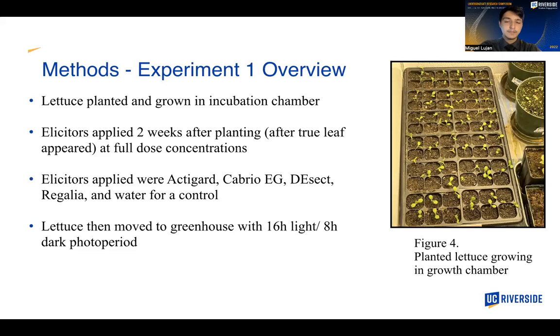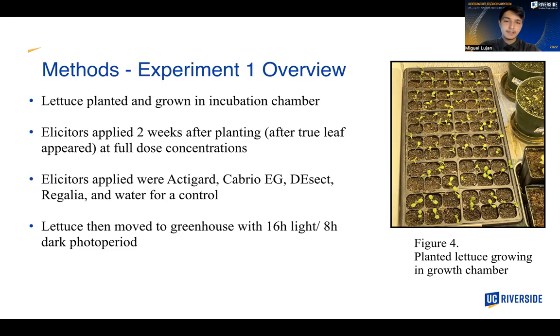So an overview of my first experiment: lettuce was planted and grown initially in an incubation chamber, with elicitors being applied 2 weeks after planting at full dose concentrations. The specific elicitors applied were Actigard, Cabral EG, DSEC, Regalia, and water for control. After elicitors were applied, the lettuce was moved into a greenhouse with a 16-hour light, 8-hour dark photoperiod.